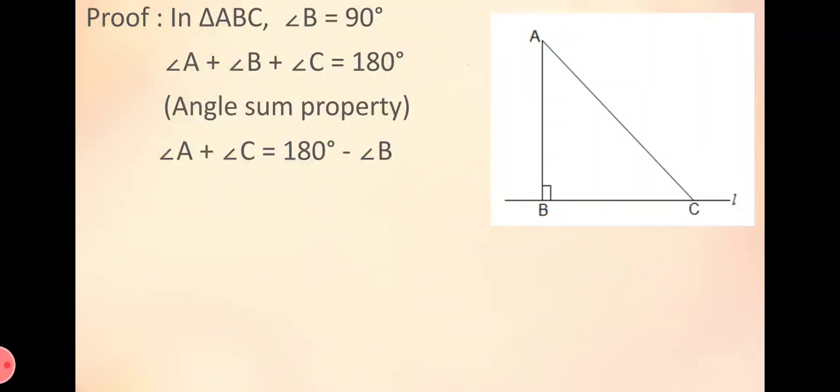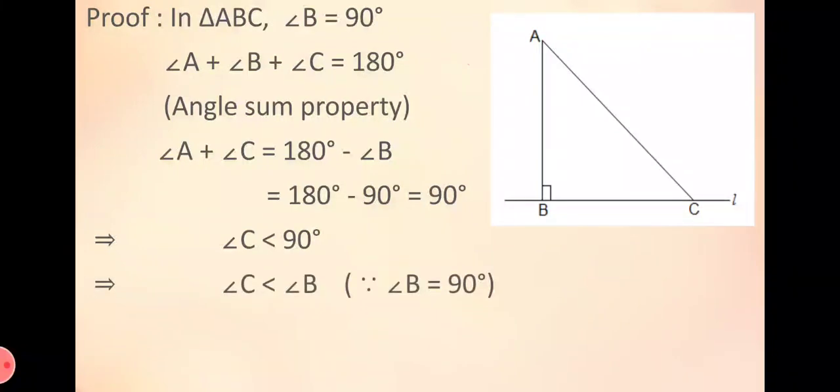But we already know that angle B is nothing but 90 degree. Therefore further we write 180 degree minus 90 degree, that is equal to 90 degree. Now angle A plus angle C will be equal to 90 degree. That is, angle C is less than 90 degree, and of course angle A will be also less than 90 degree. But according to the question here, we don't need angle A, so we use only angle C. So we write angle C less than 90 degree. Implies that angle C is less than angle B, because angle B is 90 degree. So in place of 90 degree we write angle B.